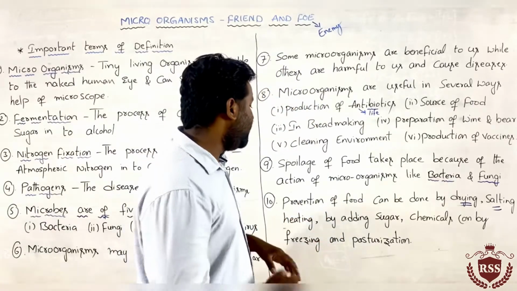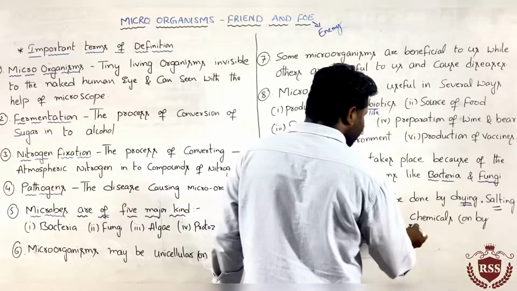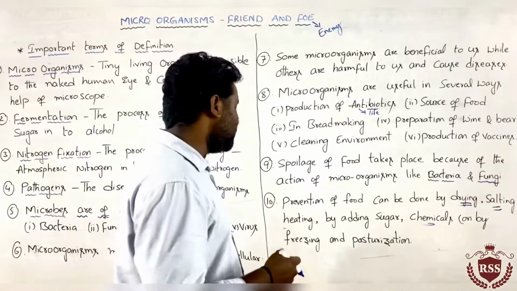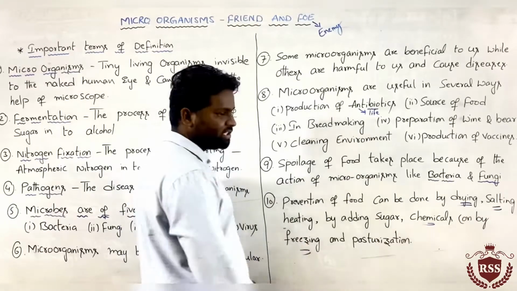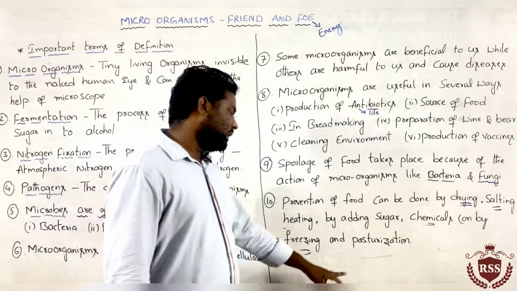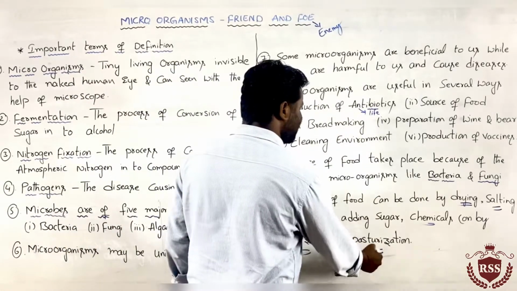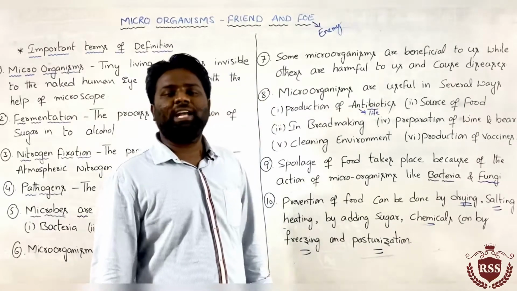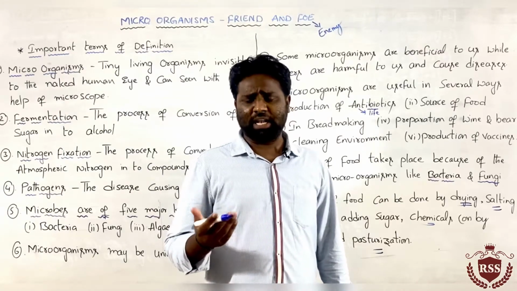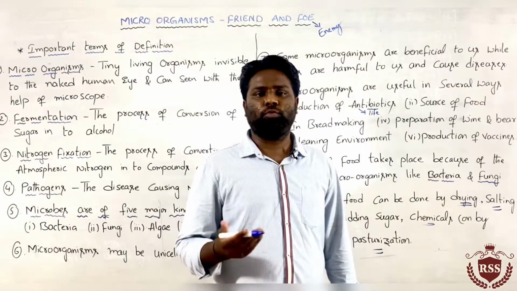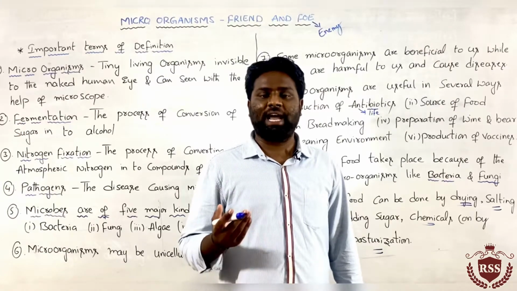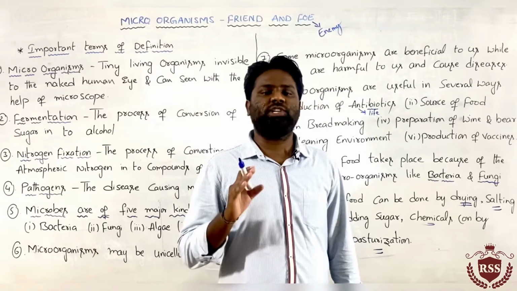Clear? Then chemicals: some chemicals also we mix for the purpose of storing food. By freezing, we keep food items in the fridge to sustain their life. And by pasteurization, the food items made in bakeries are preserved. If you see, they keep cakes and other food items on display for so many days; these are all stored because they are made by pasteurization.